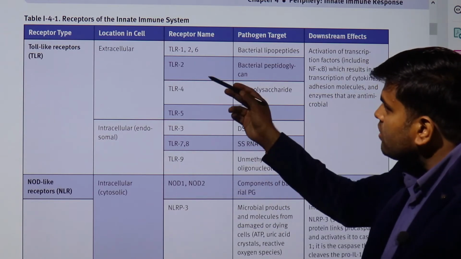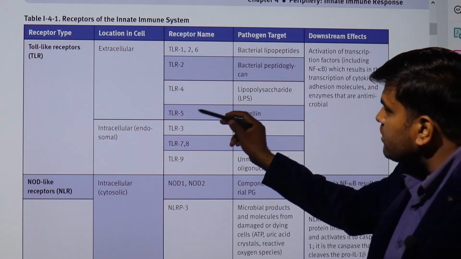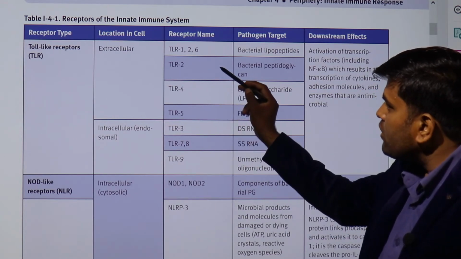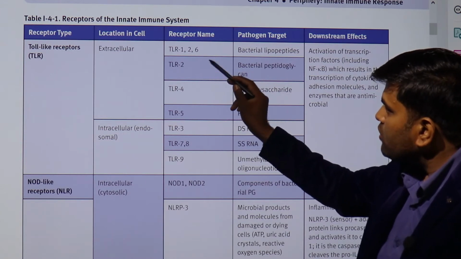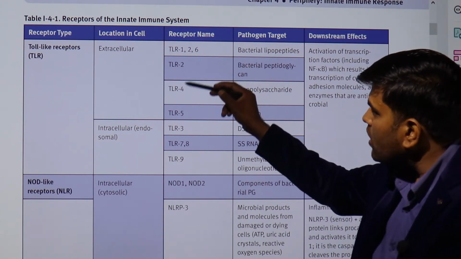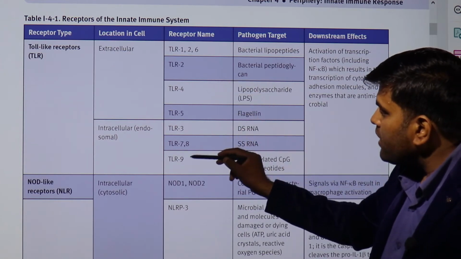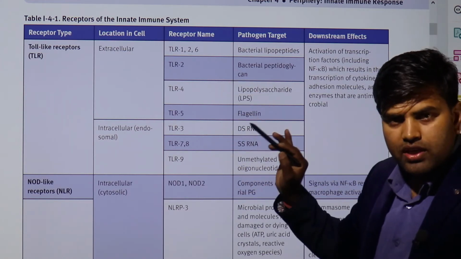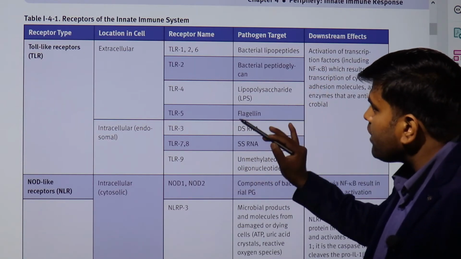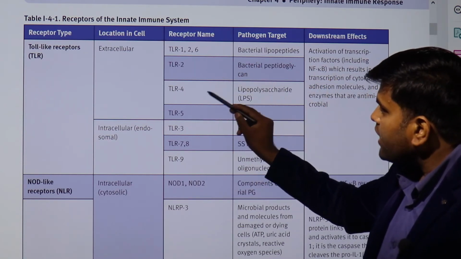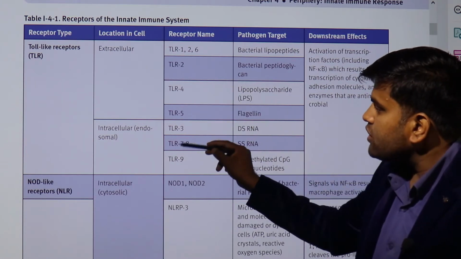So the toll-like receptors are 1, 2, 4, 5, 6, and so on. Except for 3, toll-like receptors 1 to 6 are all extracellular. Toll-like receptor 3 is intracellular. Then 7, 8, 9 go up to toll-like receptor 9. Among them, 1 to 6 except 3 are present extracellularly, and 3, then 7, 8, 9 are present intracellularly.